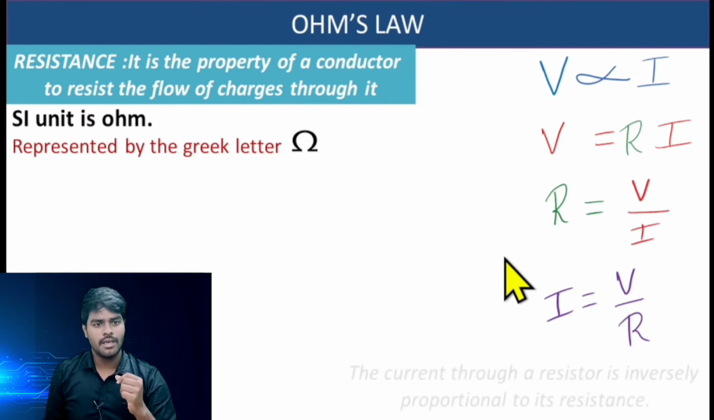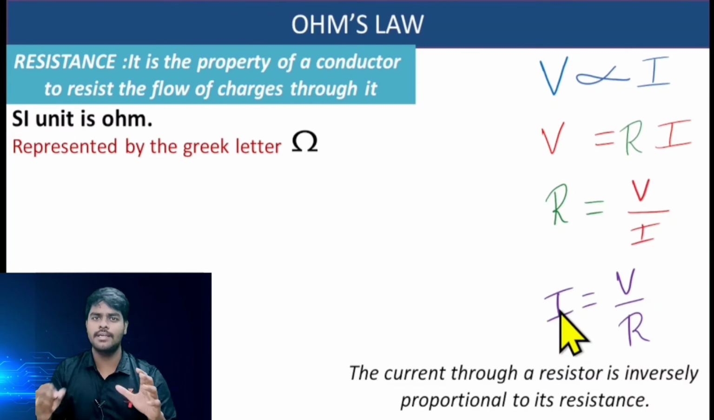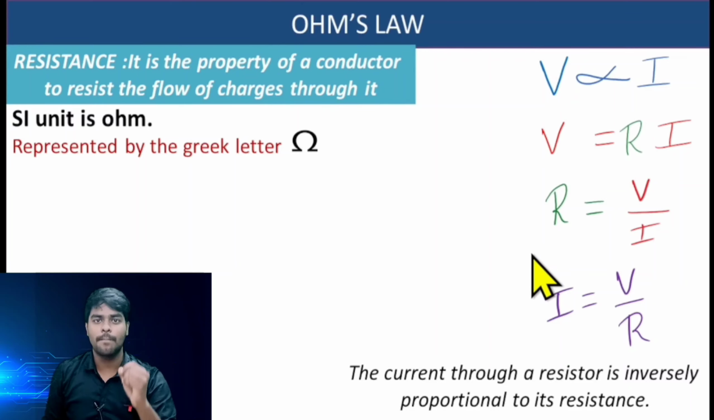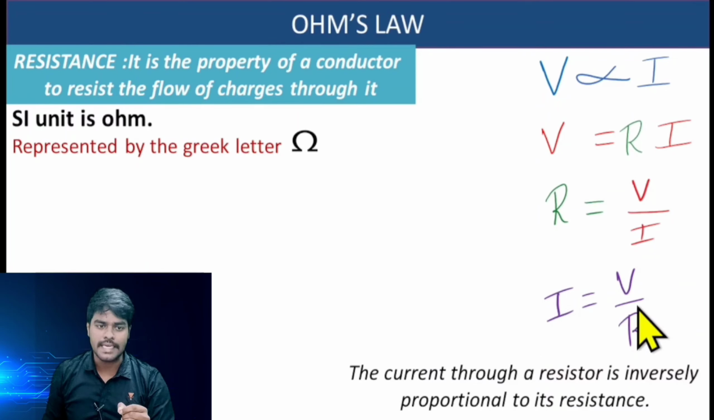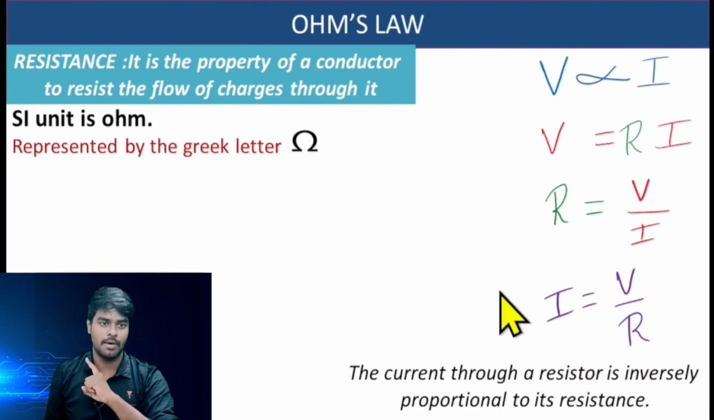The current through a resistor is inversely proportional to its resistance. Now see clearly. If in a conductor we have more resistance, the current decreases. Suppose in another conductor the resistance is very low, then the flow of current is very high. They are inversely proportional to each other. If the current increases, resistance decreases. If the resistance increases, then the current decreases. There is a point you have to remember.